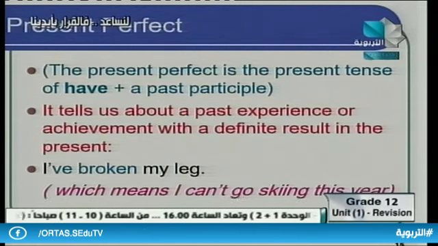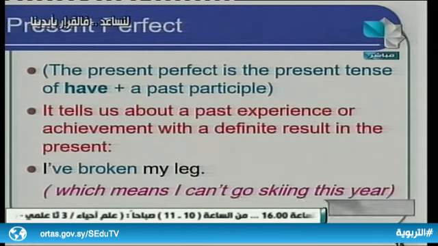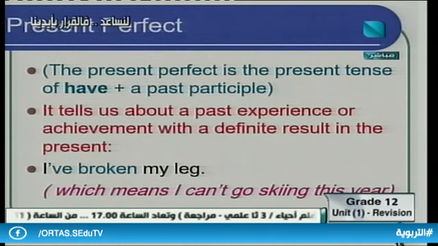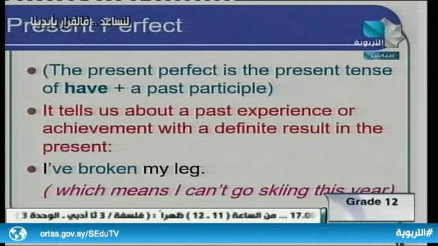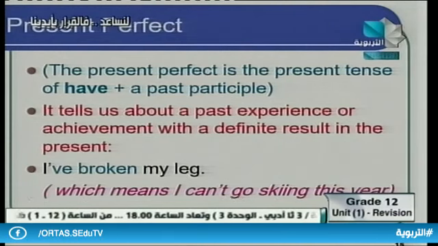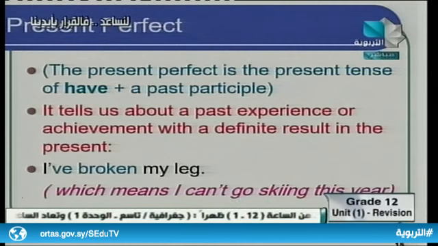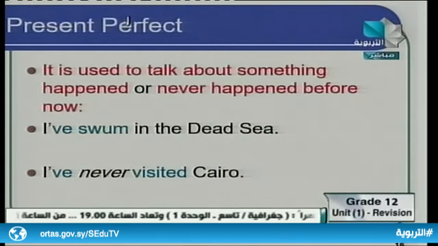The present perfect, first of all, the form: subject plus have or has plus verb 3, or the past participle. It tells us about past experience or achievement with a definite result in the present. For example, I've broken my leg, which means I cannot go skiing this year.